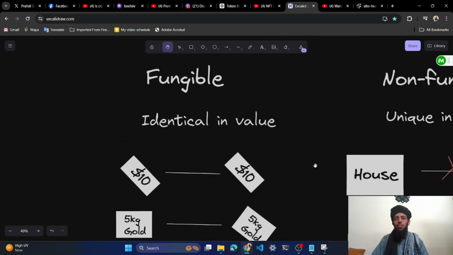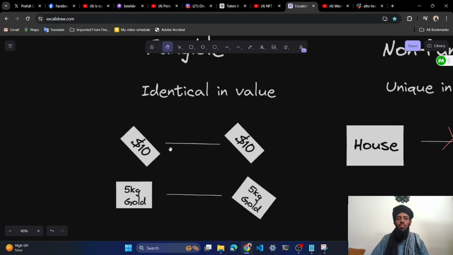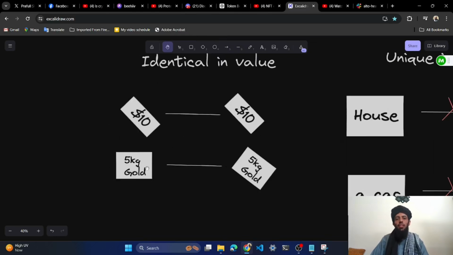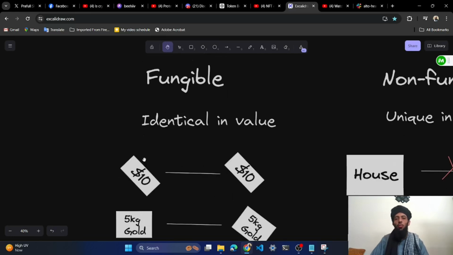The first one is the fungible tokens. Basically, they are identical in value. For example, this is a $10 note and this is a $10 note. Both of them can be exchanged because both have the same value. A similar case is gold: this is 5 kilograms of gold and this is also 5 kilograms of gold. They have different shapes, but they still have the same quantity, so they can be exchanged. So this is the point.